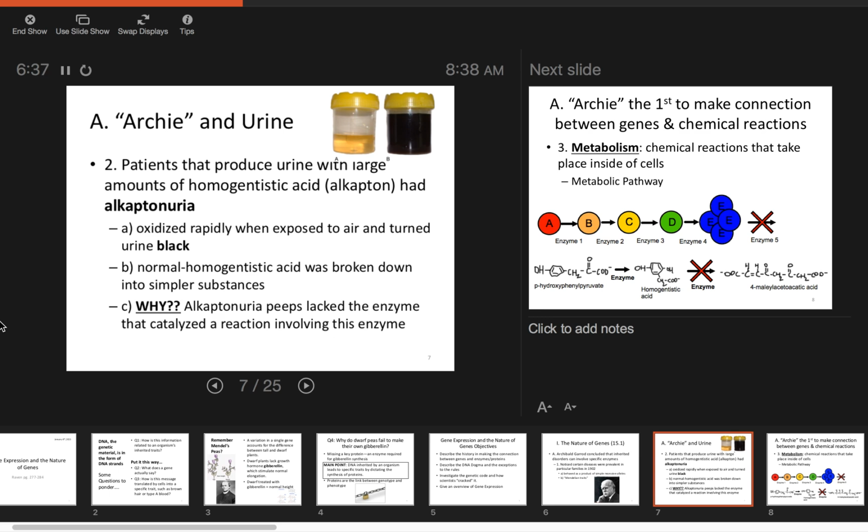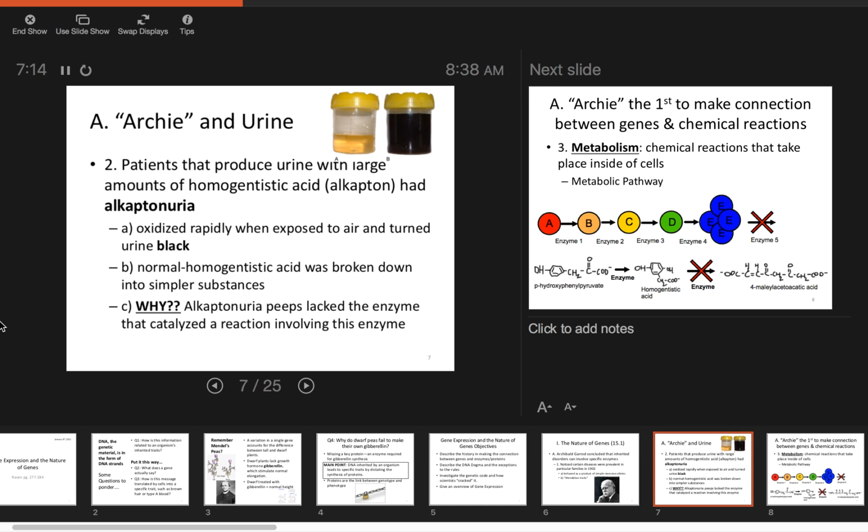So he noticed that these patients that had black urine had large amounts of a chemical called homogentisic acid, or alkapton. If you have a buildup of this in your urine, you have alkaptonuria, which means that your urine will be black. What's happening is that this chemical undergoes a chemical reaction when it's exposed to air, turning that urine black. If you have normal urine, the yellow, this chemical gets broken down into simpler substances and it turns out to be yellow.